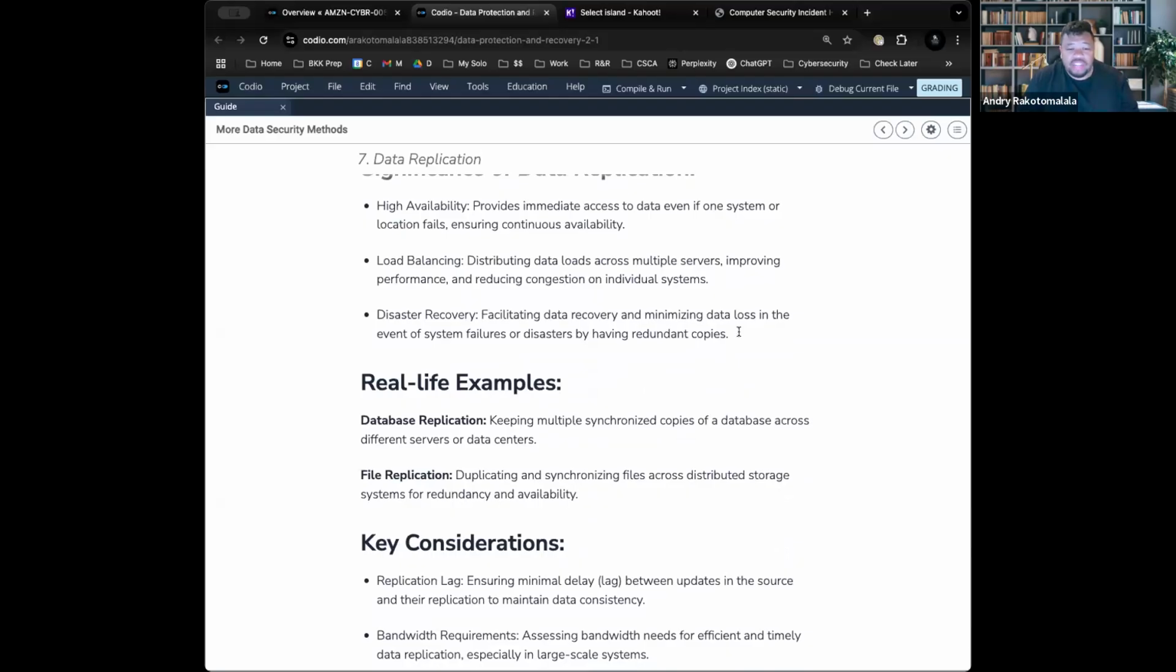And then disaster recovery, it's a lot easier to recover data when you have multiple copies of it.